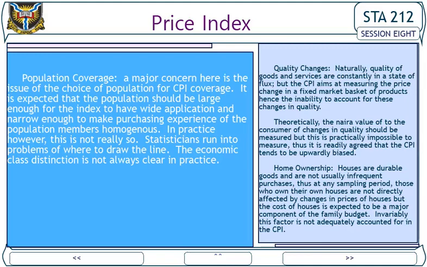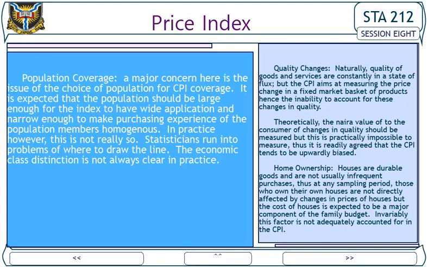Quality changes. Naturally, quality of goods and services are constantly in a state of flux, but the CPI aims at measuring the price change in a fixed market basket of products. Hence, the inability to account for these changes in quality. Theoretically, the naira value to the consumer of changes in quality should be measured, but this is practically impossible to measure. Thus, it is readily agreed that the CPI tends to be upwardly biased.